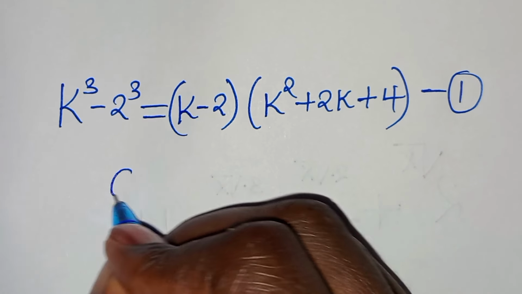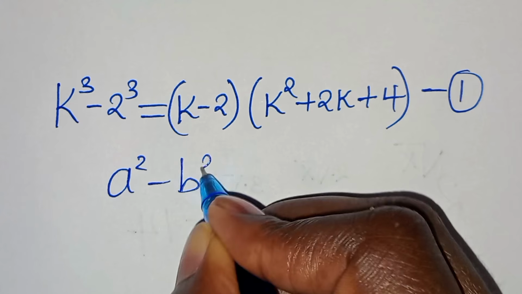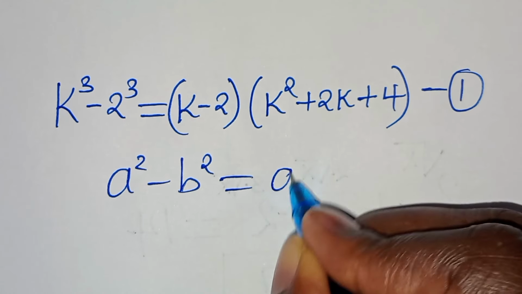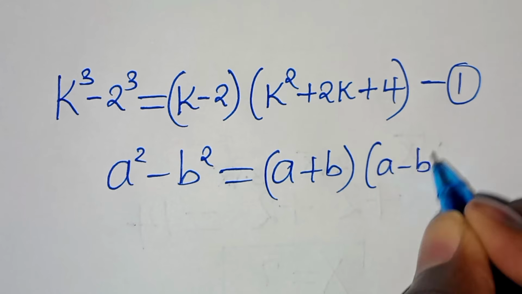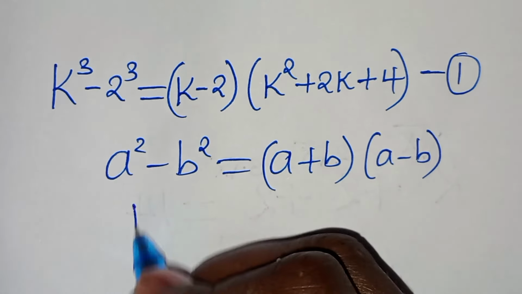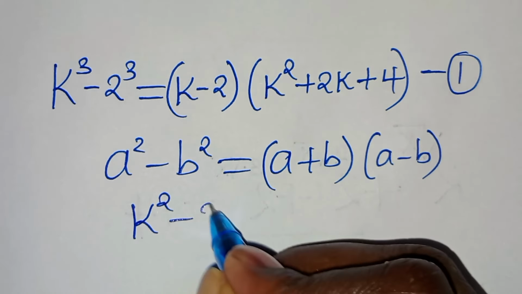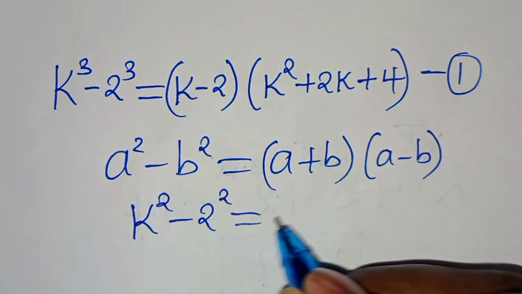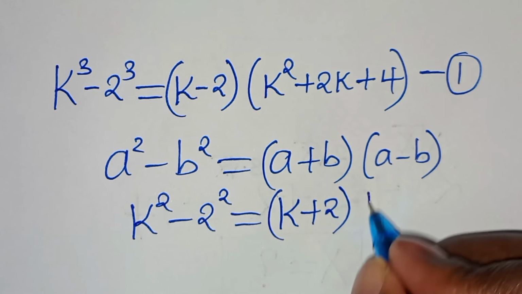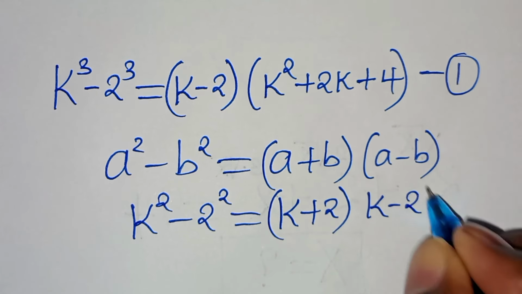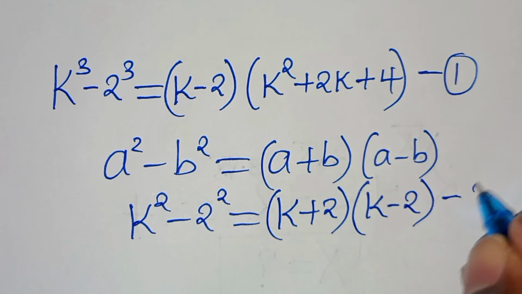Now we have that a squared minus b squared. This is the same thing as a plus b multiplied by a subtract b. So k to the power of 2 subtract 2 to the power of 2 can be expressed as k plus 2 multiplied by k subtract 2. Let's call this equation 2.